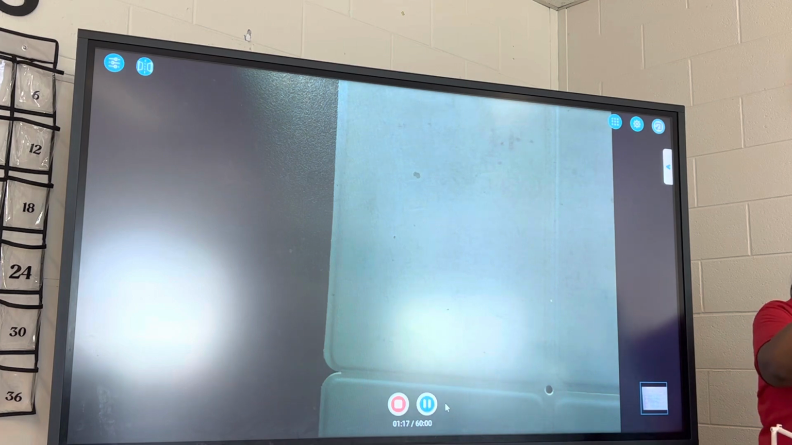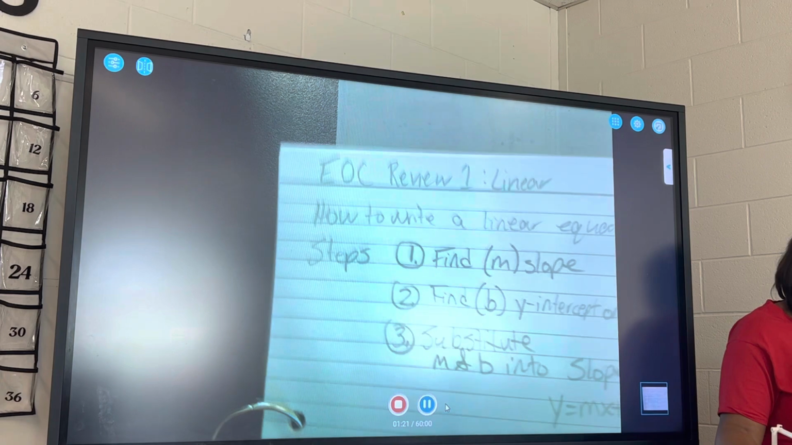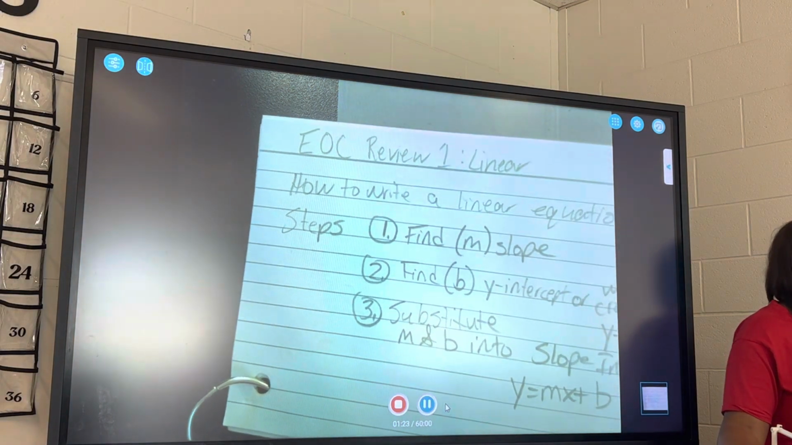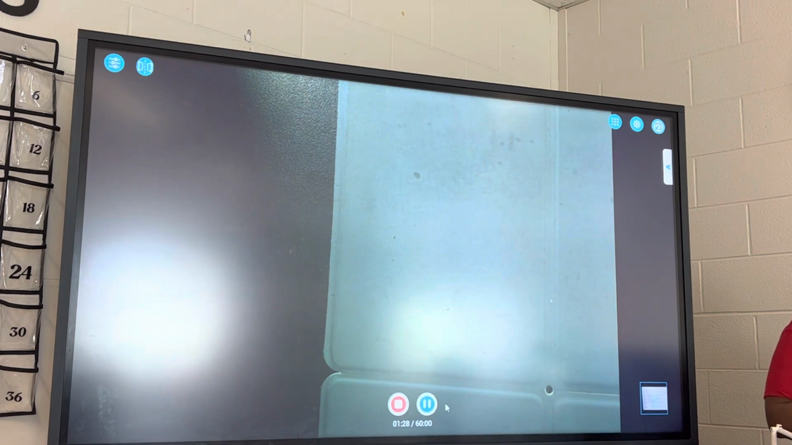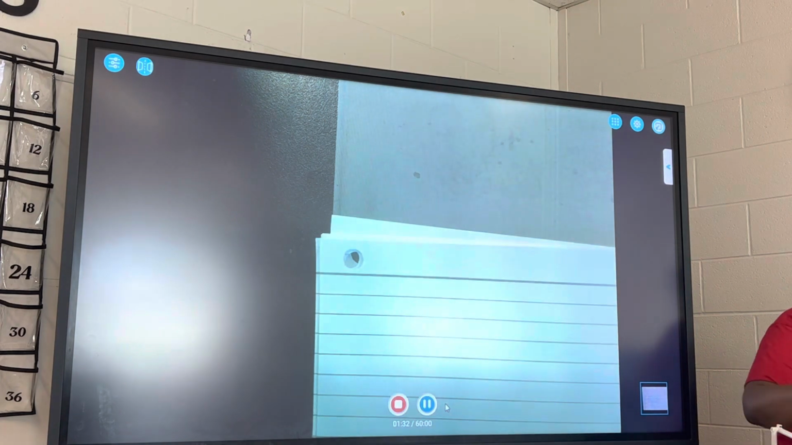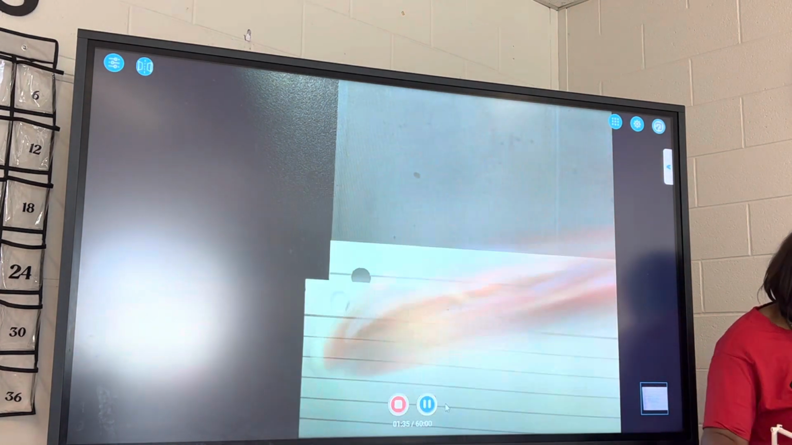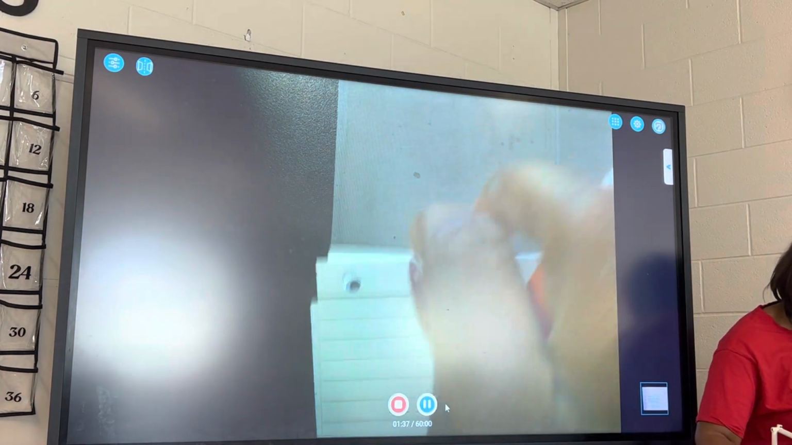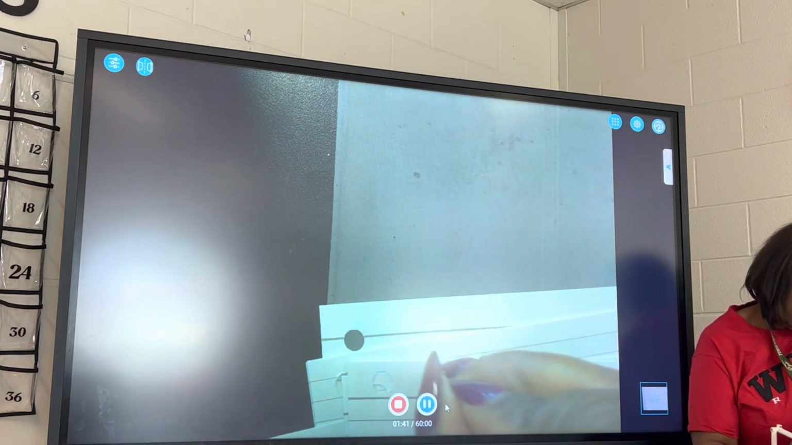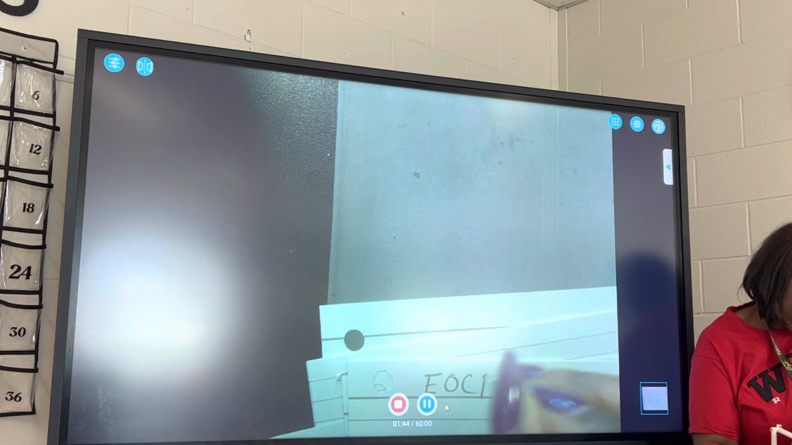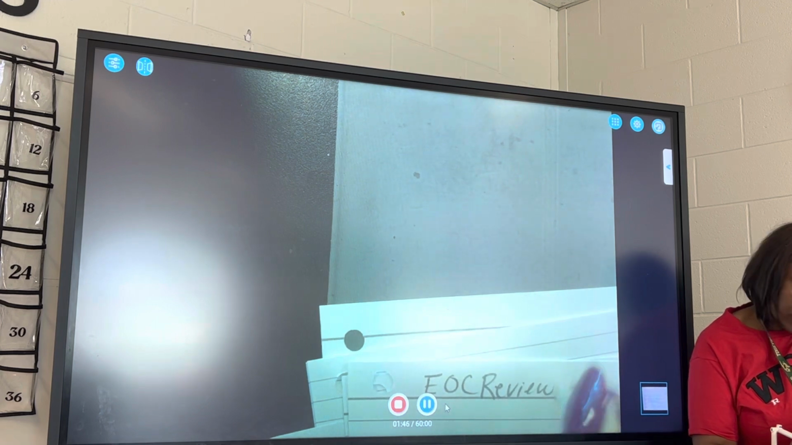These are the note cards. We're on EOC review number 2. We already have EOC review number 1. Okay, we had 6 cards. All right, so now we're doing EOC review number 2, and this is on inequalities.